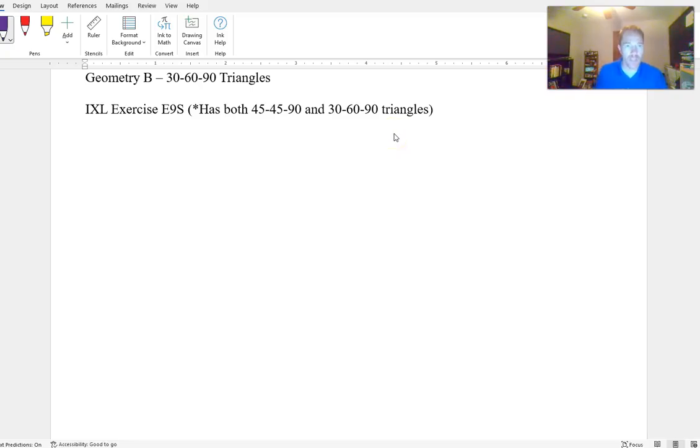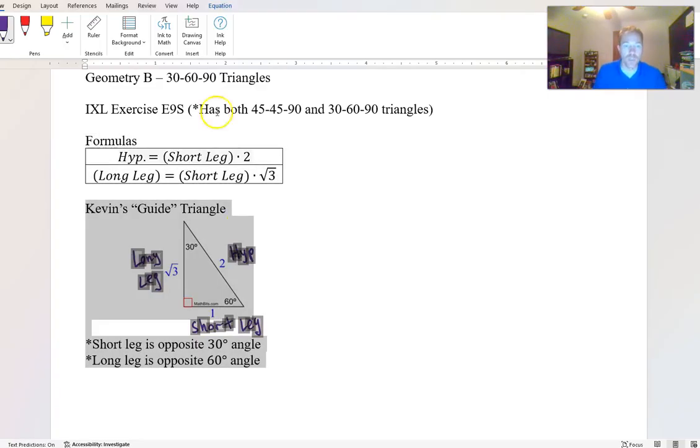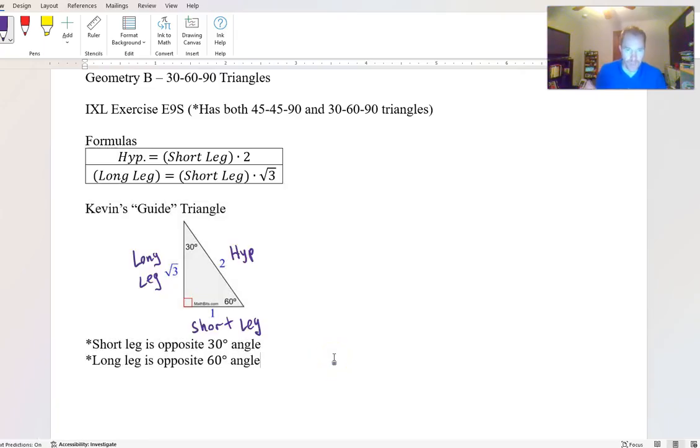But one thing about these 30, 60, 90 triangles, a lot of people might memorize some formulas here. You might use the formulas that the hypotenuse is the short leg times 2, and the long leg is the short leg times square root of 3, and that's okay, but you're going to have to memorize that. What I recommend memorizing instead is the guide triangle, which has a hypotenuse of 2, a long leg of square root of 3, and a short leg of 1. We know the short leg is opposite the 30-degree angle and the long leg is opposite the 60-degree angle.